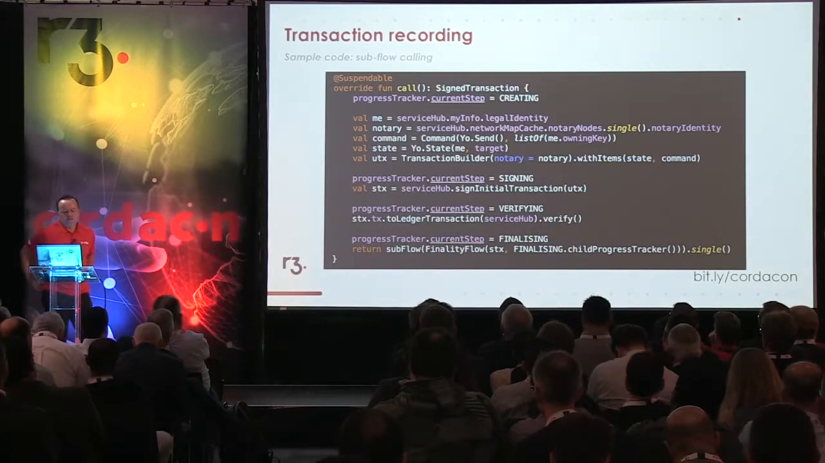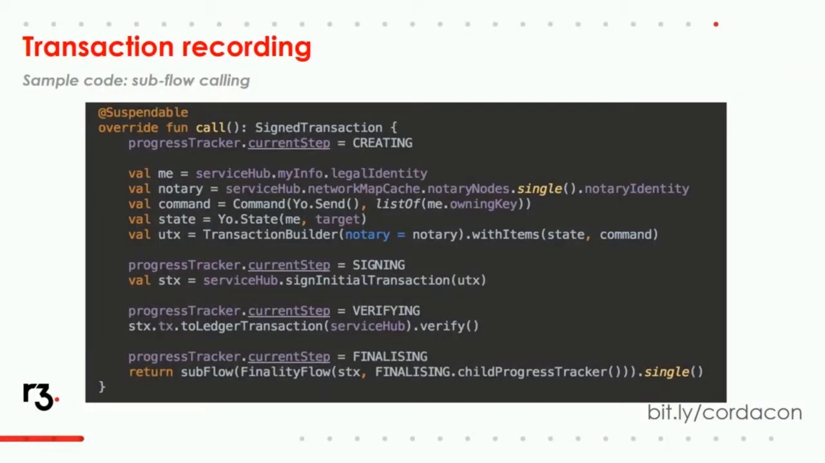So this is just a little snippet of code. One of our sample applications that's available is the Yo application, which basically sends a message from one node to another node. In this example, what you can see is part of a flow. And what this is doing is building up a signed transaction. It's building a Yo command. That Yo command has some states. That state is basically me and the person I'm sending to, and it passes in its own key.